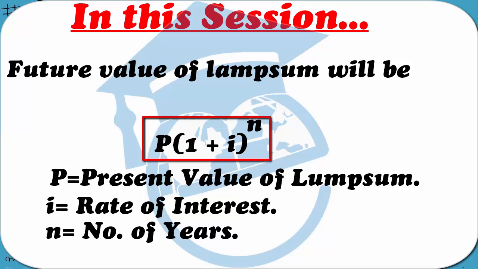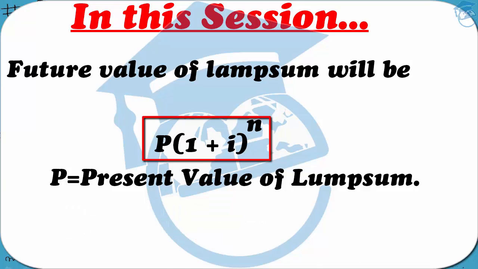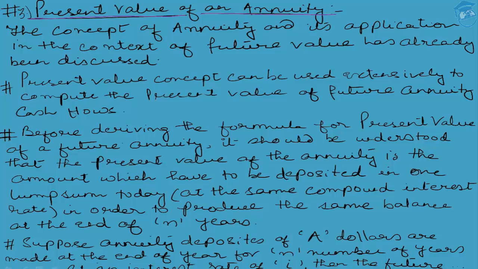This simple explanation shall be more clear to you the moment we take it up with the help of an example and try to represent it in the form of an equation. Now students, on the basis of this, let's see what has been flashing in front of your eyes. The concept of annuity and its application in the context of future value has already been discussed. Yes, we have discussed this.